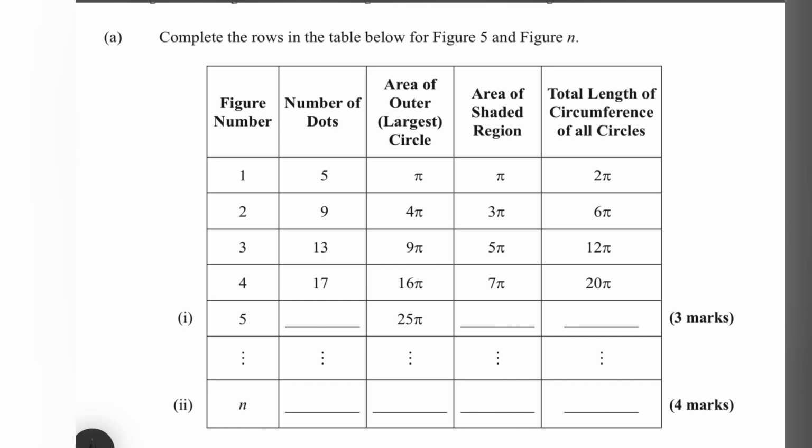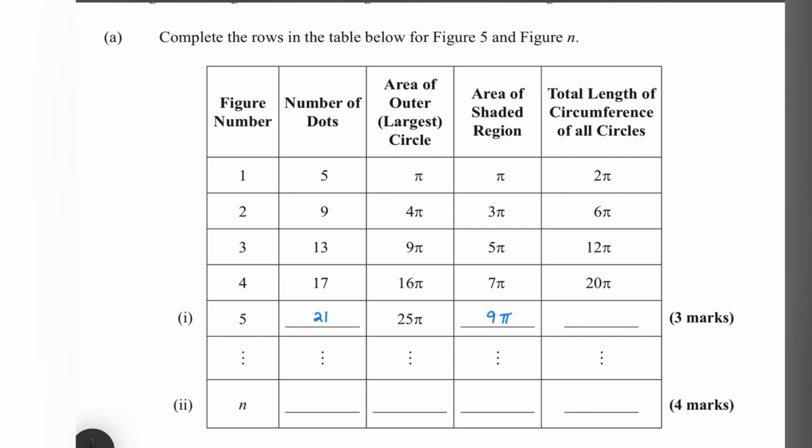Going in sequence 1, 2, 3, 4, 5, the number of dots is 5, 9, 13, 17. So 5 plus 4 is 9, 9 plus 4 is 13, 13 plus 4 is 17, and 17 plus 4 is 21. Over here, we have pi, 3 pi, 5 pi, 7 pi. It seems to be going up in twos, so the next one should be 9 pi.